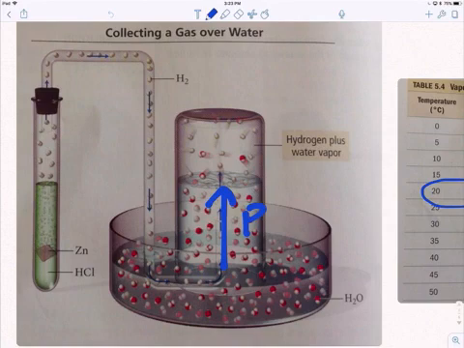They're able to go and vaporize. And at a higher temperature, there's more of a fraction.